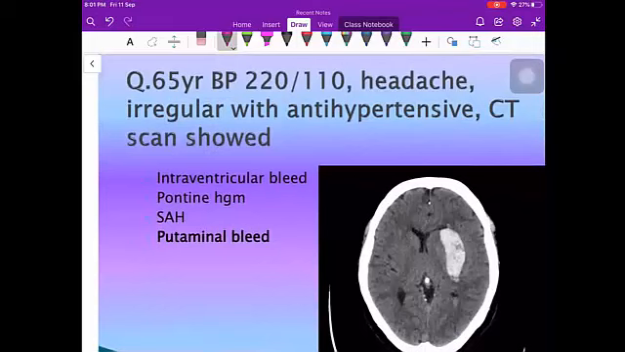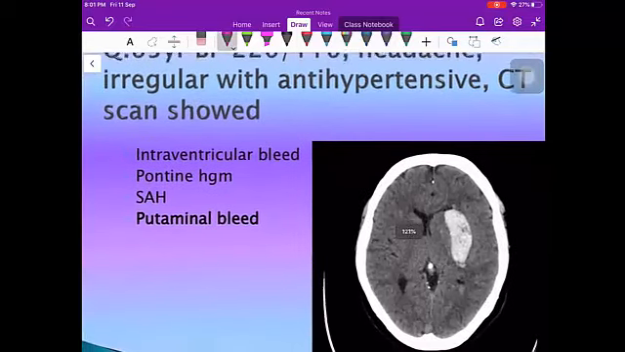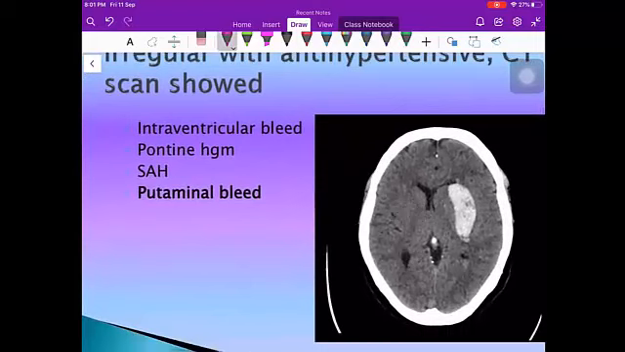Another question is a 65-year-old presented with high blood pressure 220 by 110 with a history of headache, and the patient was taking antihypertensives very irregularly. A CT scan was advised, and what does the CT scan image show? Is it intraventricular bleed, pontine hemorrhage, subarachnoid hemorrhage, or putaminal bleed? So this was putaminal bleed.